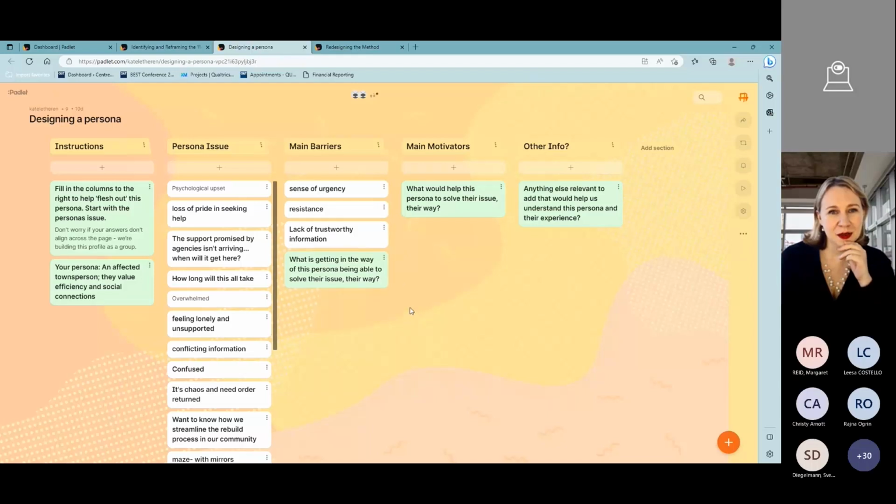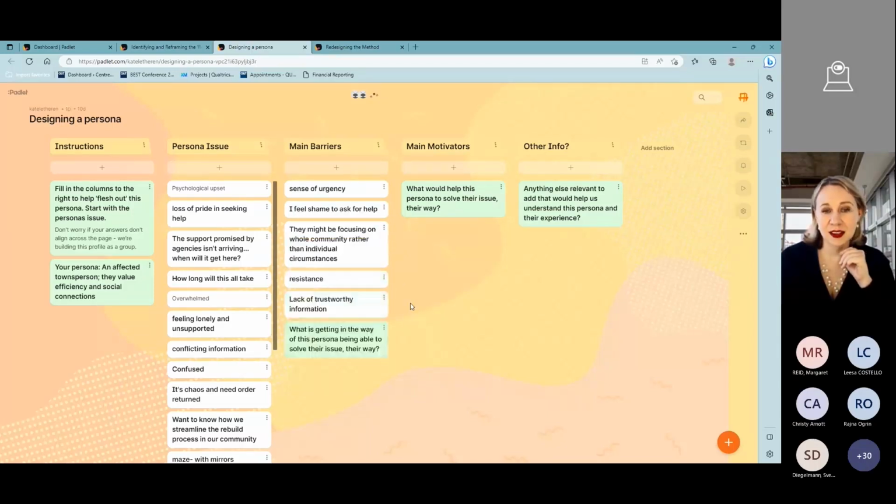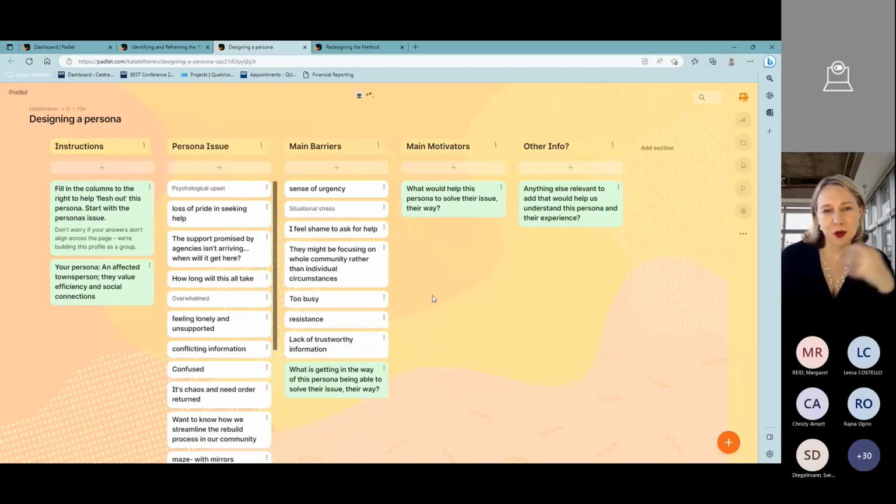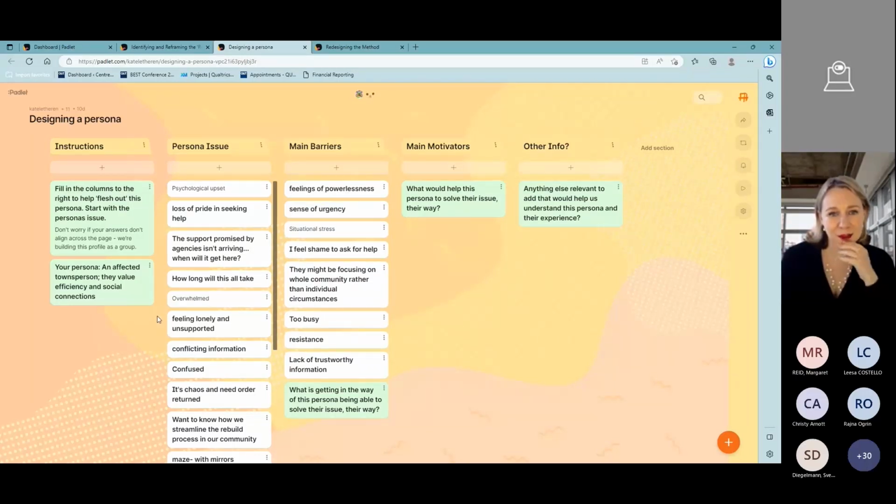Got a few barriers coming through: sense of urgency is getting in the way, resistance, lack of trustworthy information, sense of shame, yep, situational stress. So there's a lot of emotions coming through. Yeah, they're too busy because they're really focused on efficiency. So while they're frustrated that things aren't getting done quickly, they themselves are busy trying to solve things. Powerless. Yeah.